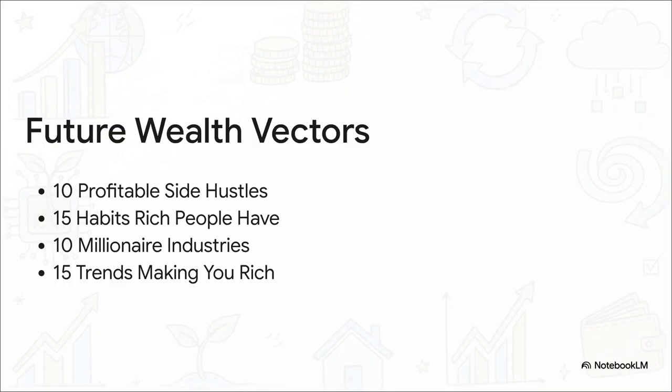To prepare for the economy of 2026, you've got to track specific future wealth vectors. It's about identifying the 10 profitable side hustles well before they become saturated. It requires adopting the 15 daily habits that wealthy individuals are actively cultivating right now for the future landscape. You need to keep a close eye on the 10 specific industries currently making millionaires and actively ride the 15 macroeconomic trends making people rich over the next decade. Success here is all about strategic anticipation, not reaction.